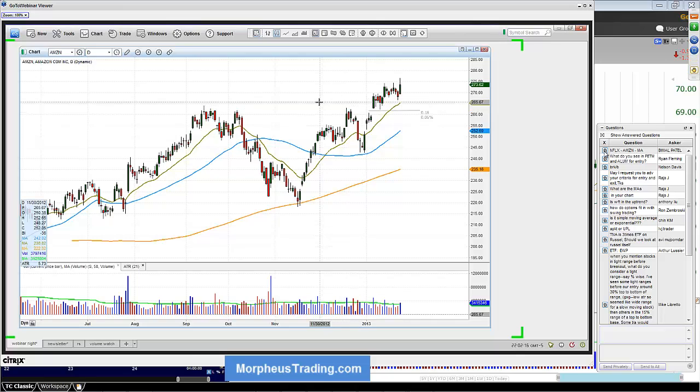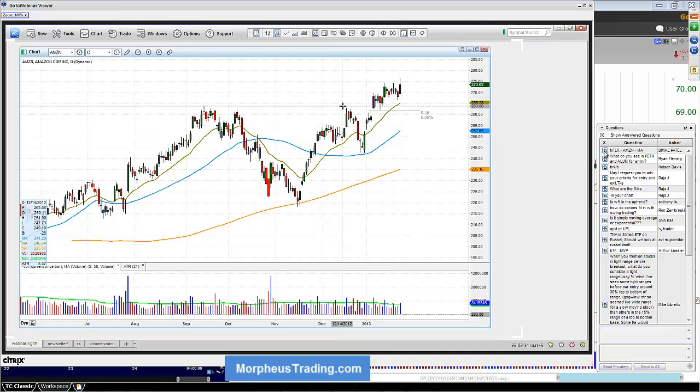Look for at the very least, I'd say about a 10% move from the breakout at 260. Anywhere from 10 to 15%. It kind of moves too slow to go for 20, but I think a 10% move would be a pretty good target.